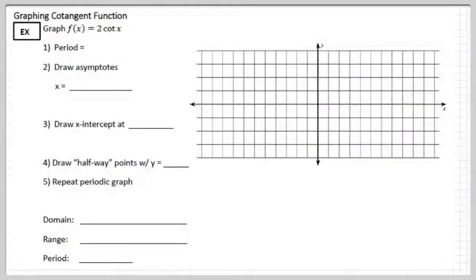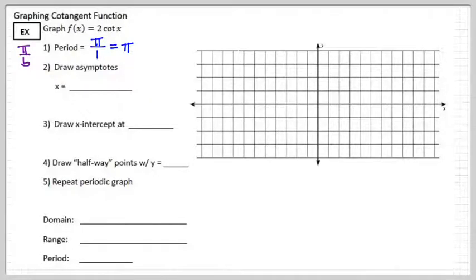Now cotangent, let's look at cotangent. It's very, very similar to the tangent, but has an important difference. The period is the same. The way we calculate period is still pi divided by b. So in this case, b is 1, so pi divided by 1 is pi. Cotangent will have a period of pi.